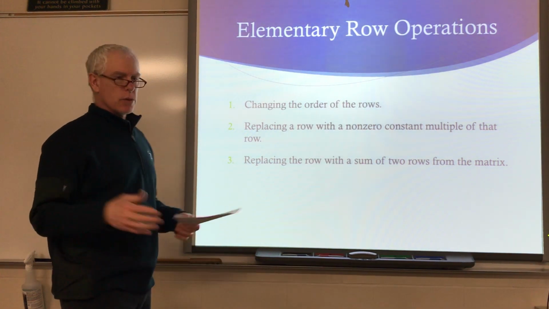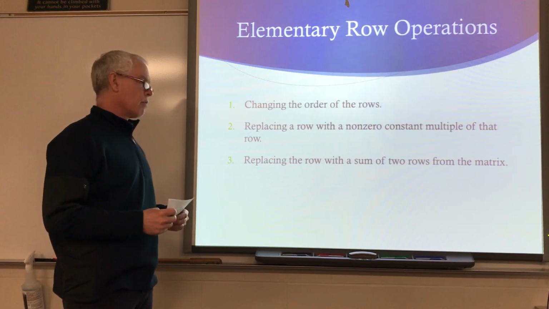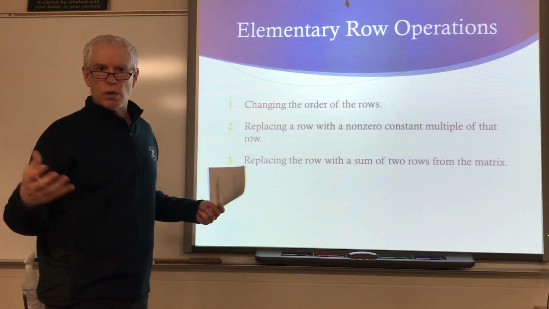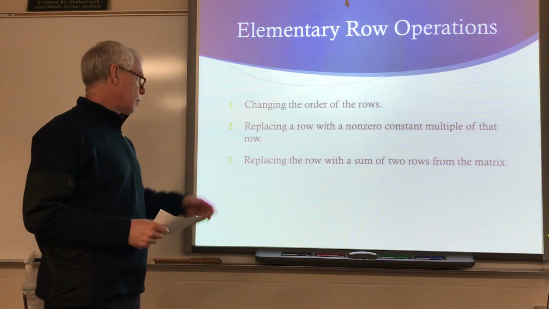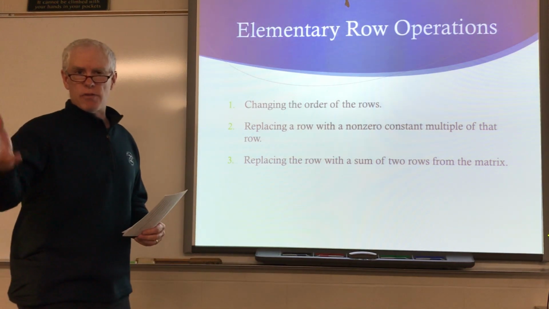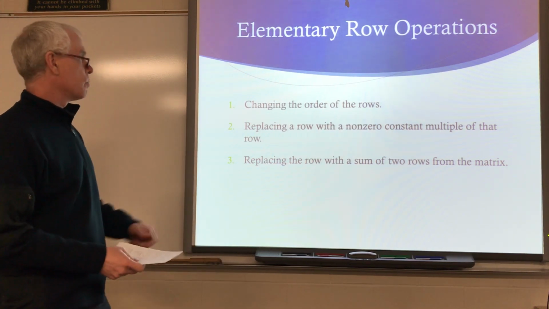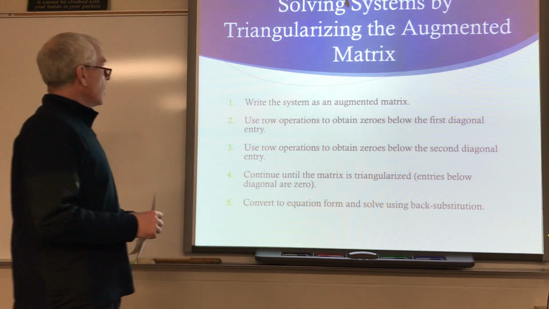I have a reason for doing that as we get going. Replacing a row with a non-zero constant multiple of that row. So I might multiply a row by 2 or 4 or something like that. Replacing the row with the sum of 2 rows from the matrix. We do this quite a bit. I might multiply the first row by 2 and add it to the second row, and then replace the second row with the result. Okay?